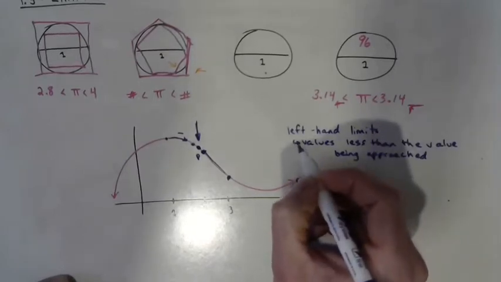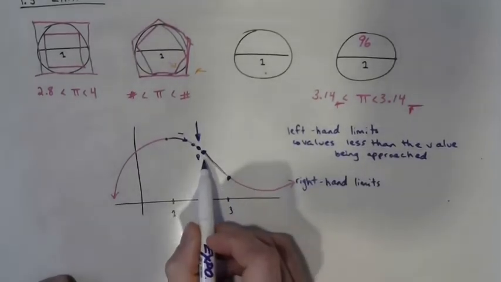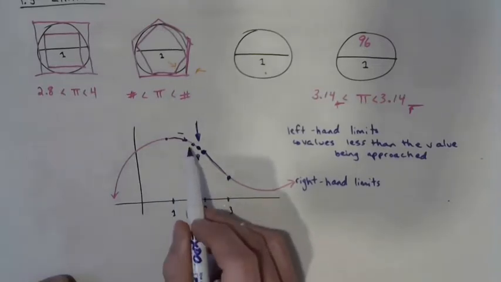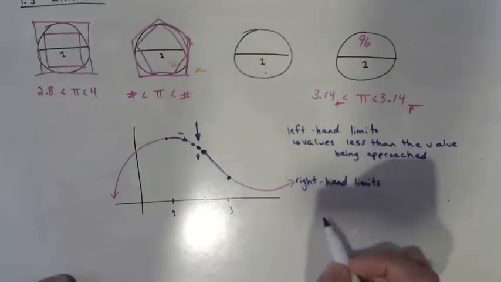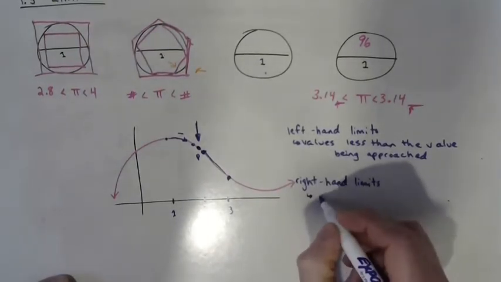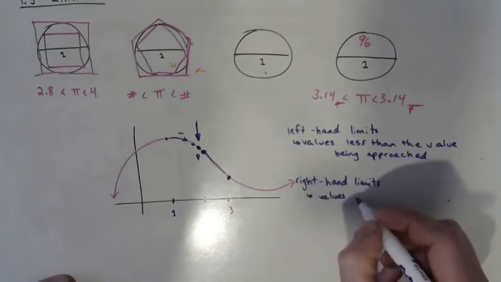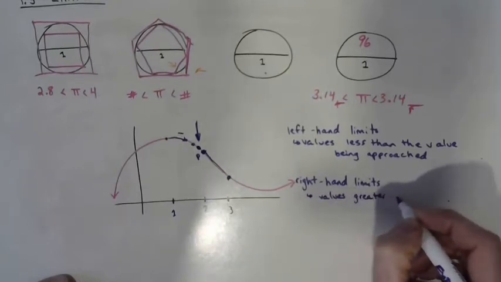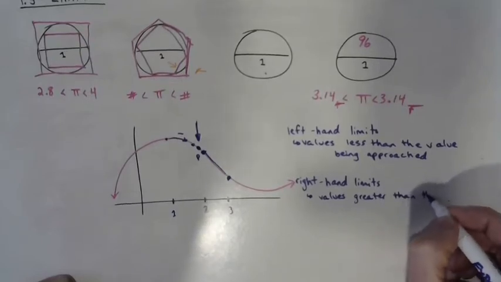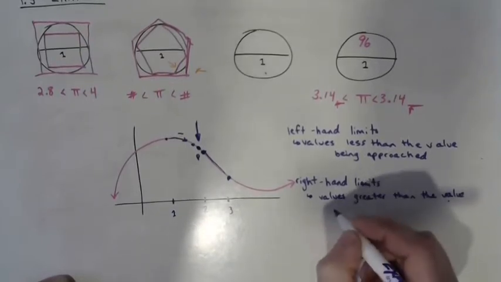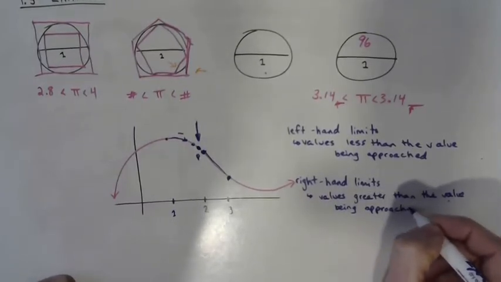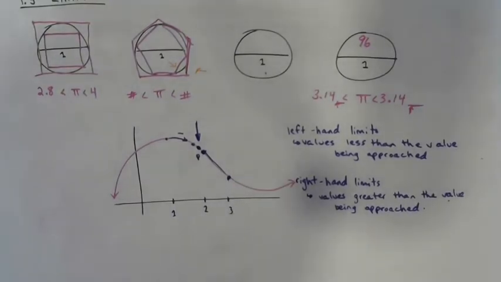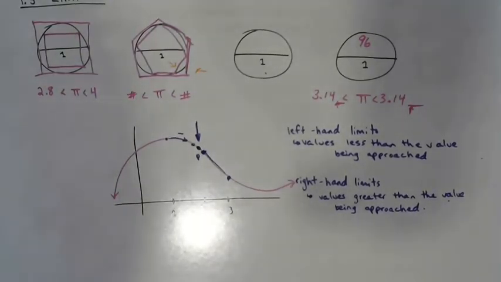So to approach 2 from the left would be to use 1 or 1.9 or 1.99 or 1.999 as our second x value. A right-hand limit involves values greater than the value being approached. Okay, so we have left-hand limits and right-hand limits. In either case, the value is very close to the approached value.